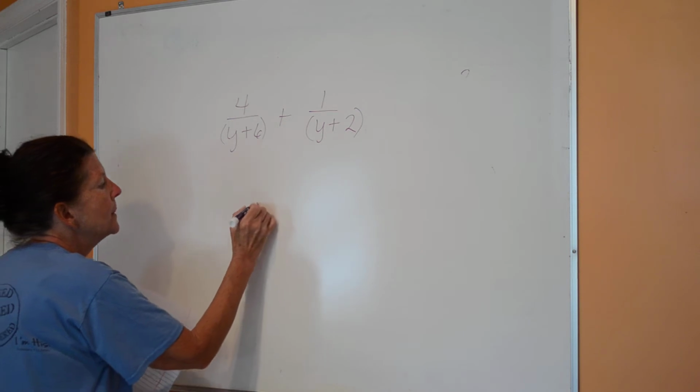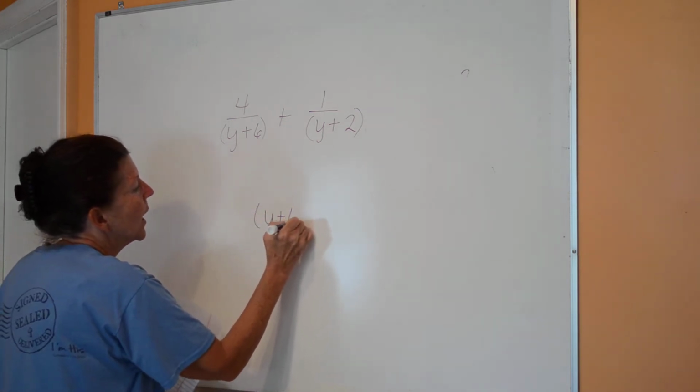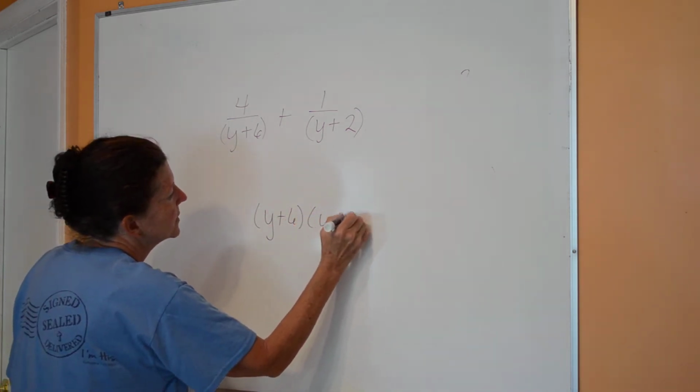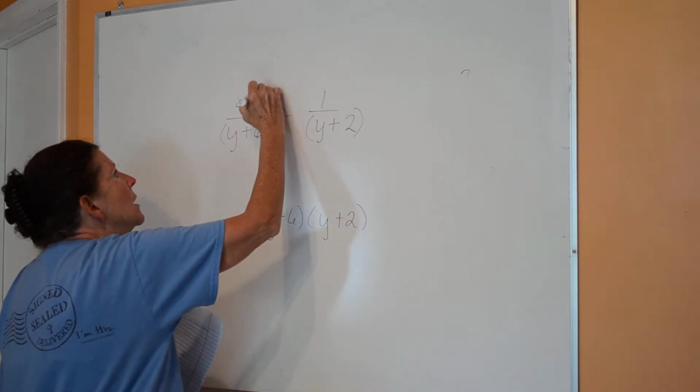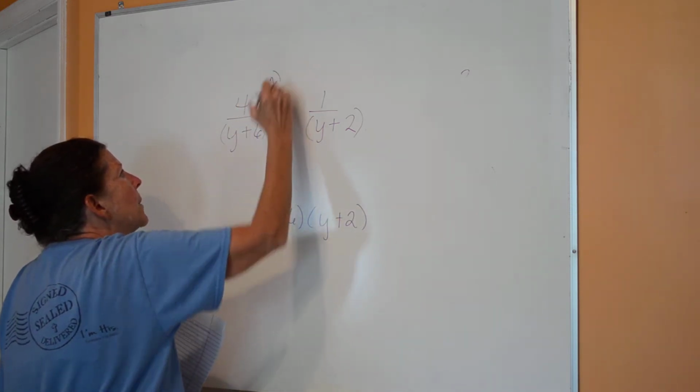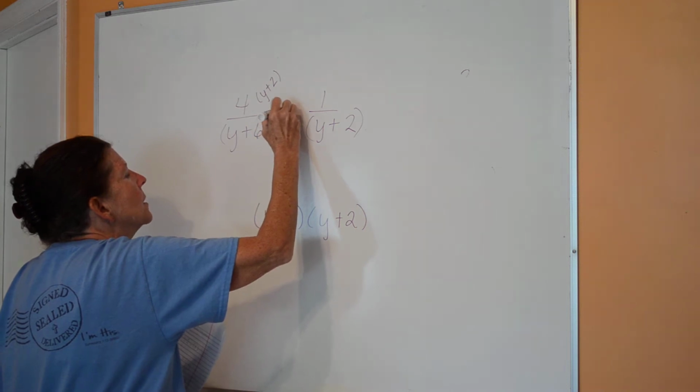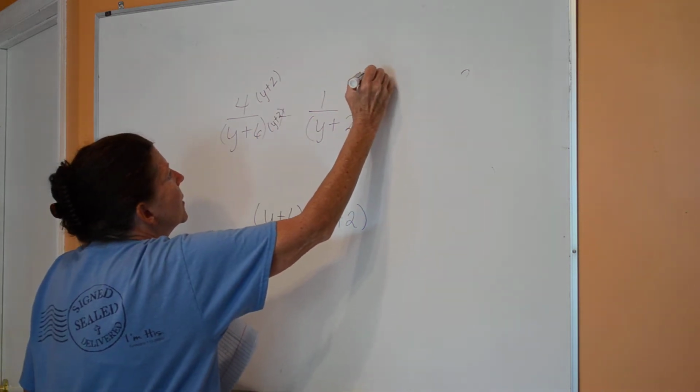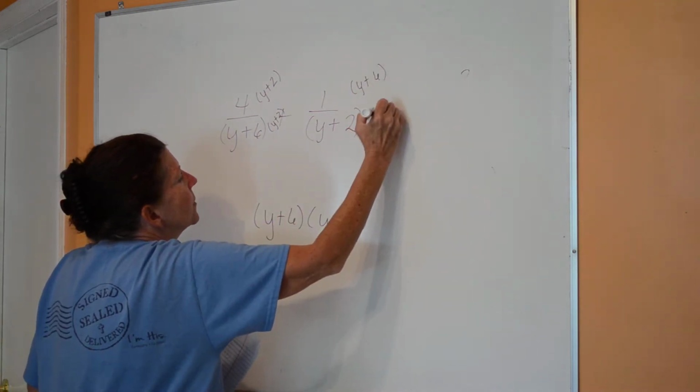So the common denominator here is that whole thing: y plus 6 times y plus 2. They have nothing in common. So this one I'm going to have to multiply top and bottom times y plus 2. This one, y plus 6 and y plus 6.